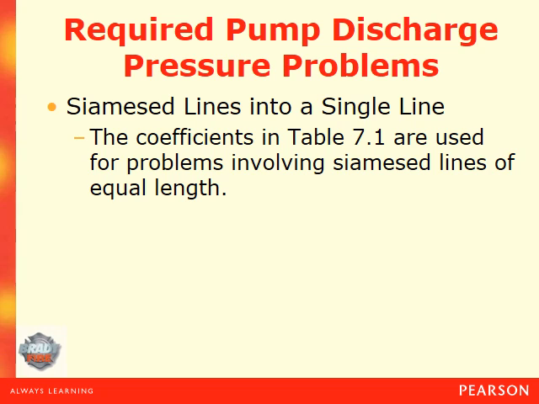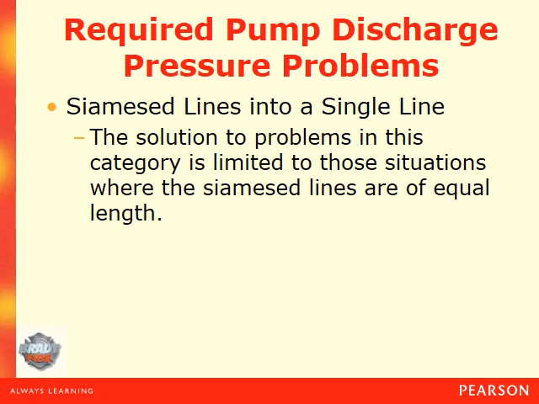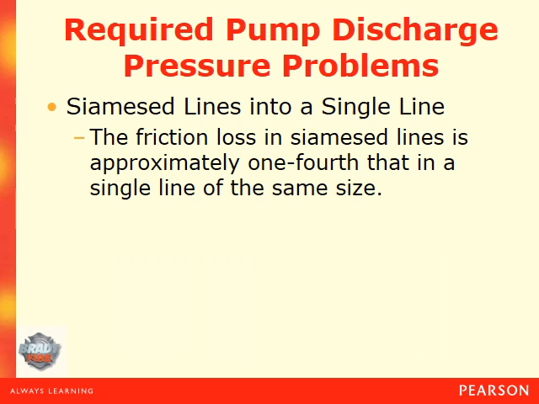Siamese lines into a single line. The coefficients can be found in Table 7.1 and are used for problems involving Siamese lines of equal length. Here's a copy of your coefficients for using Siamese lines. The friction loss in Siamese lines is approximately 1/4 that in a single line of the same size.